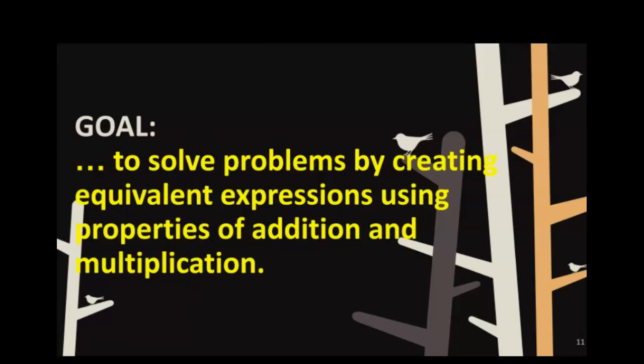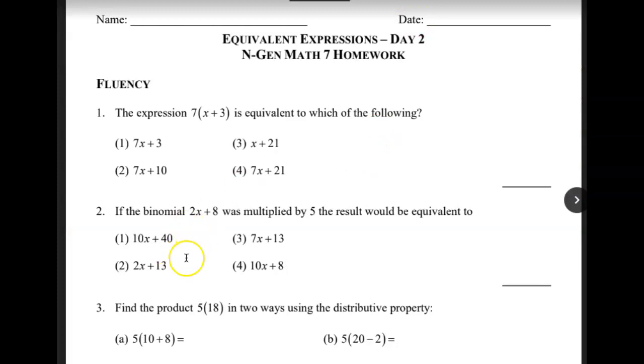I don't get like number 2. Number 2. Which one? This one? This number 2? Yeah. But this is, if the binomial 2x plus 8 was multiplied by 5, so what will be the result? So you're going to have 5 times 2x plus 8. Use distributive property. Remember what you did in number 1? It is 7 times 3x plus 3. So this is going to be 5 times 2x plus 8. It will be the same way.